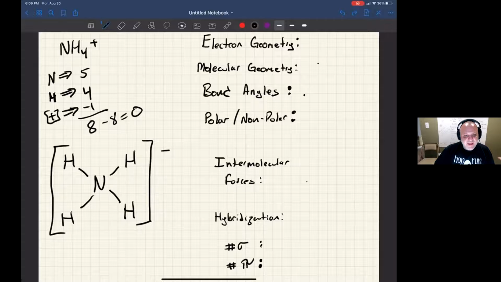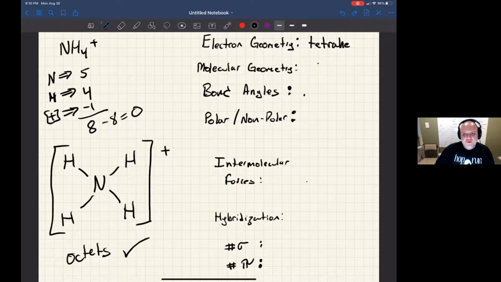Everything has an octet. So go ahead and place this in brackets with a charge outside because it is an ion. All right, because it's an ion, I want to use those brackets, and I do have octets, so I'm done. All right, 4 electron groups.